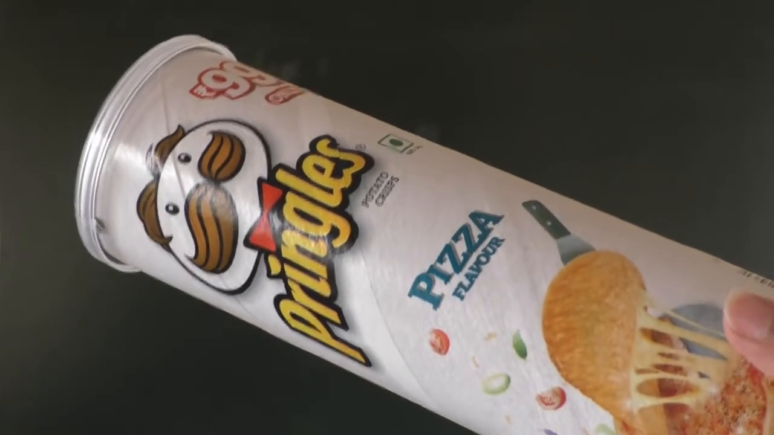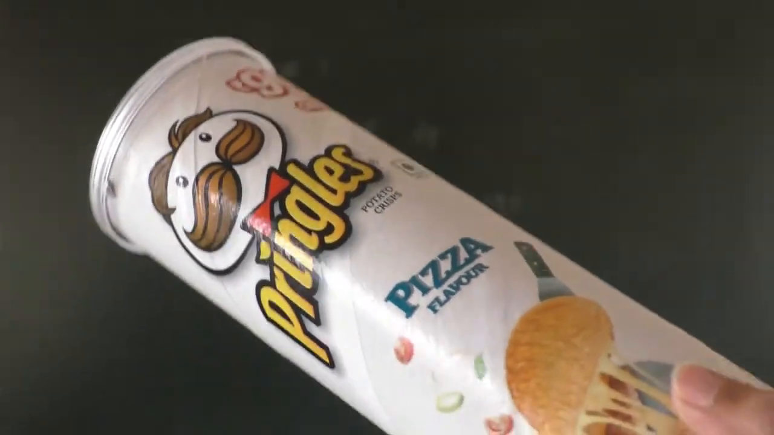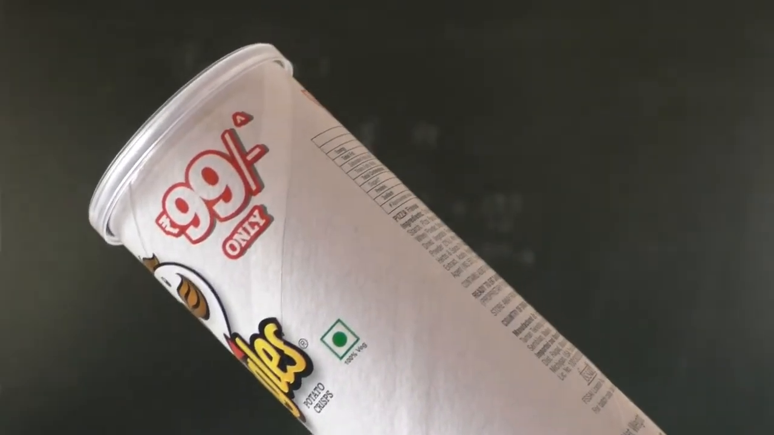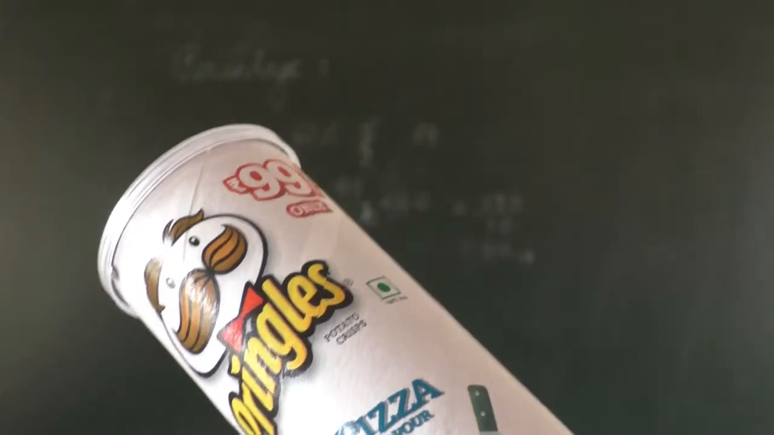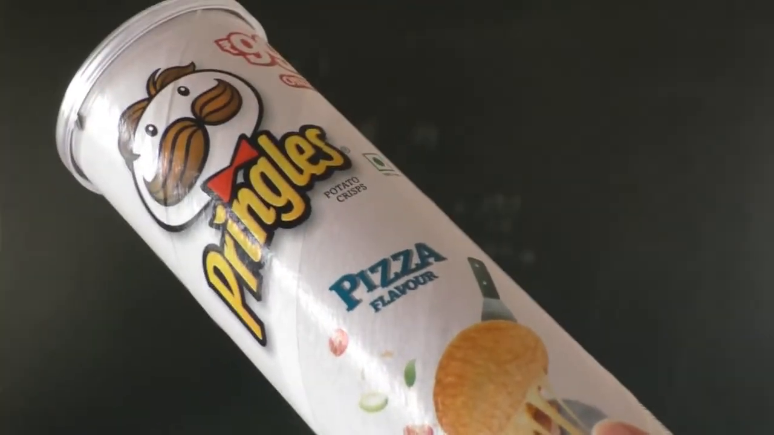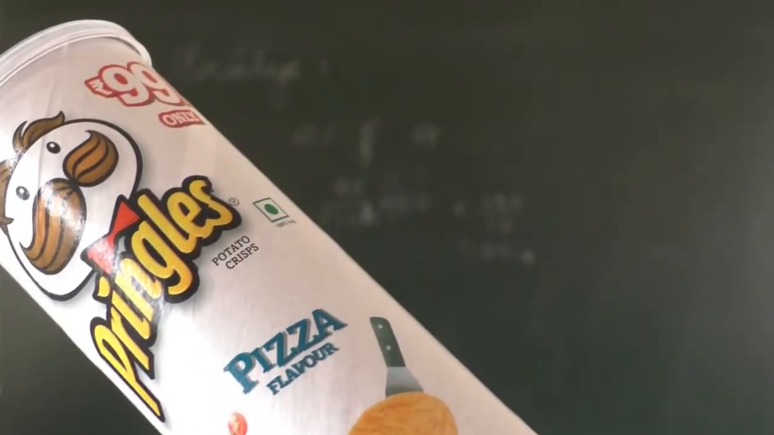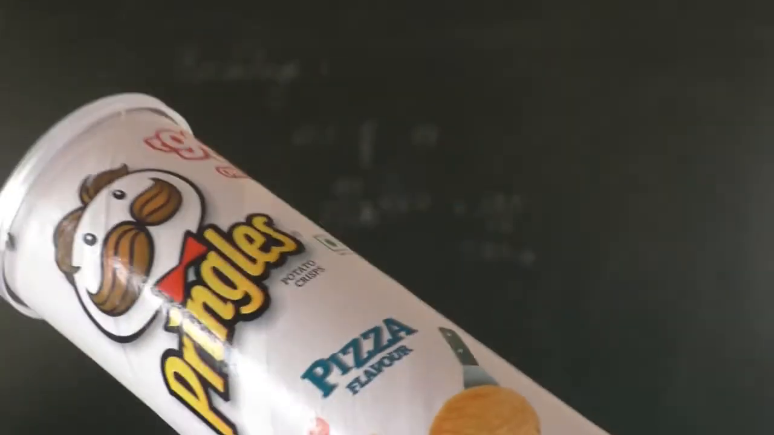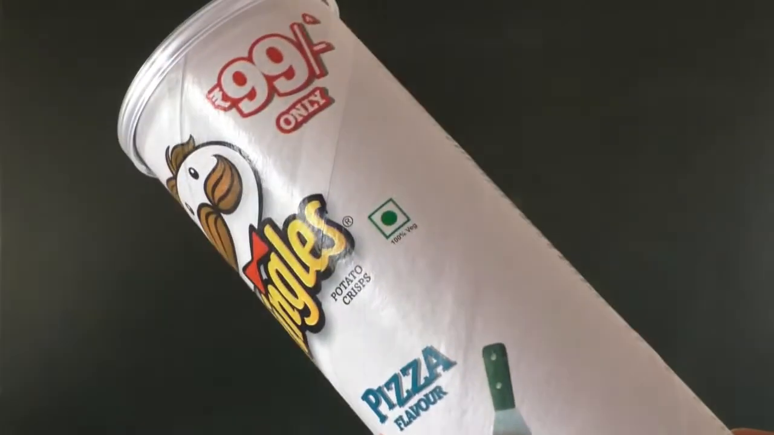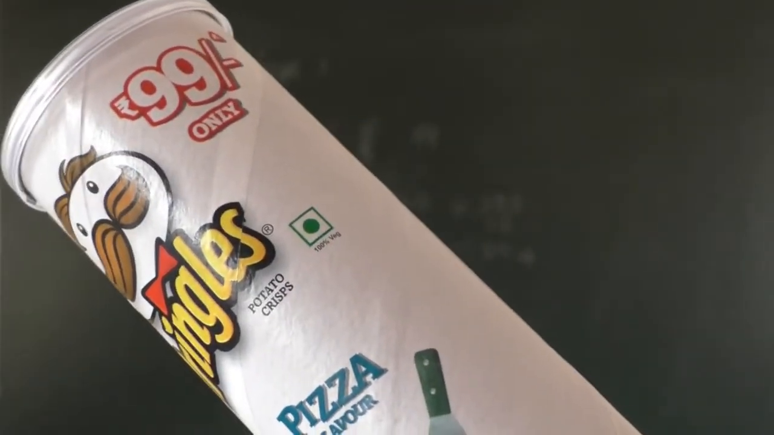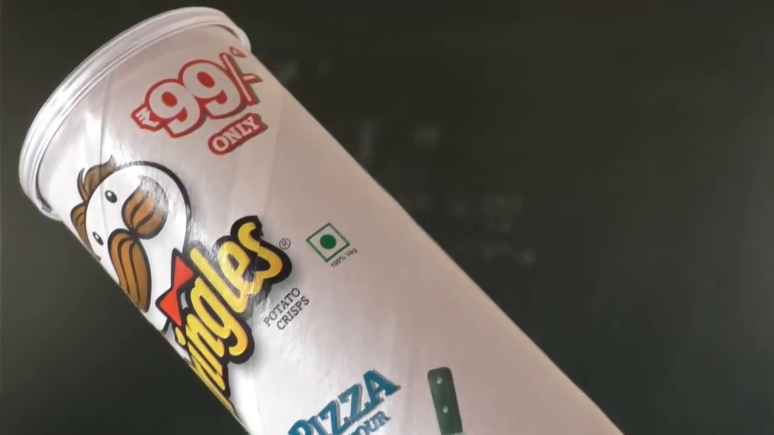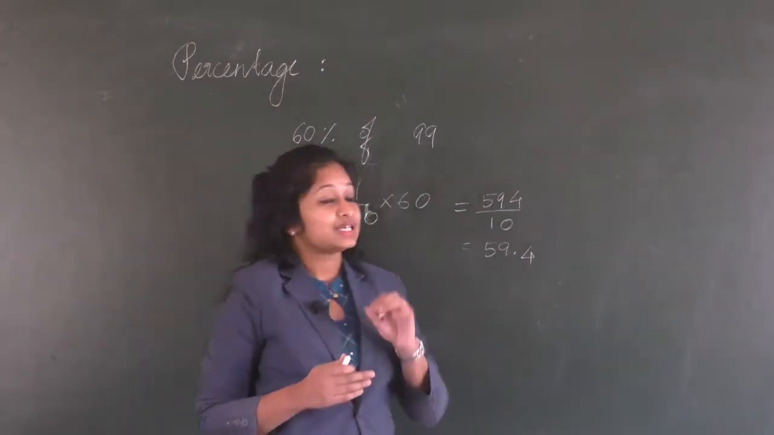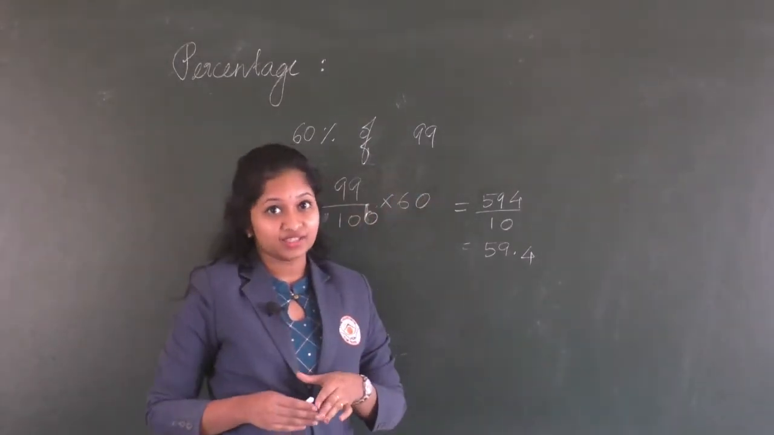See here, I have something here. Yes, it's Pringles and the cost is rupees 99. So if the shopkeeper gives this to me for 40% discount, then how much should I pay? I should pay only 60% of 99. So how can we find that? Let's see. So children, how to find 60% of 99?